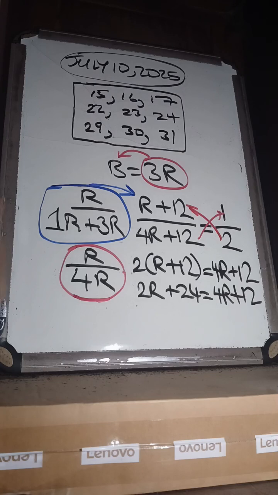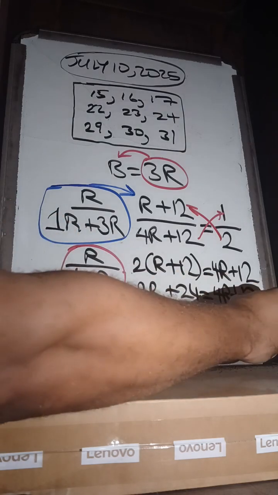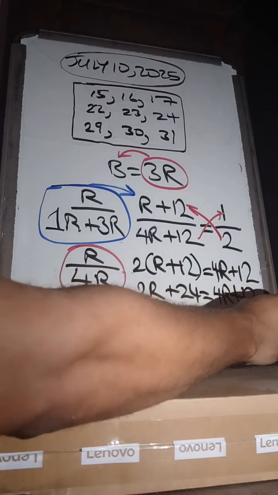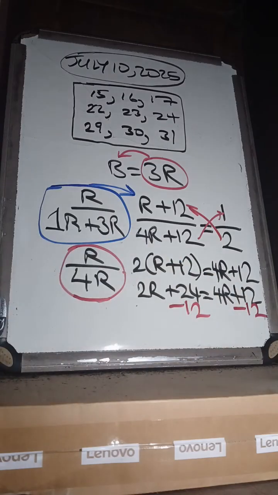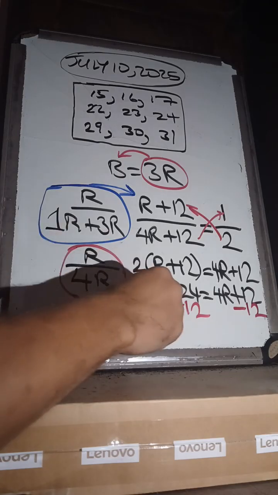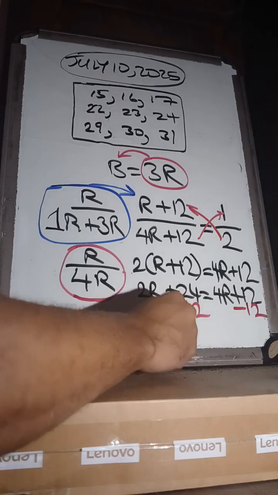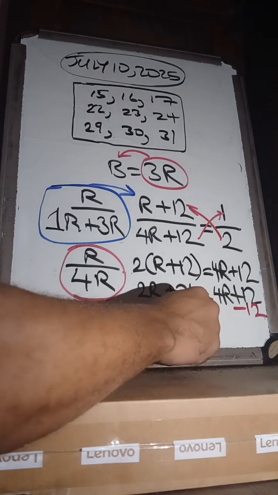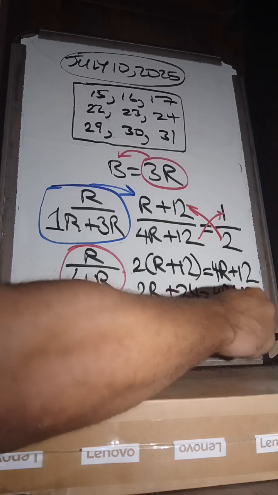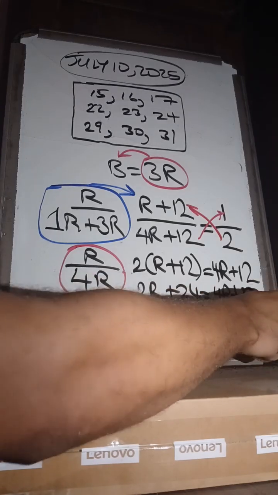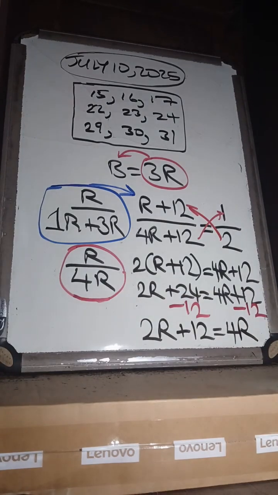So, let's see. You're minus 12 from here, and you're minus 12 from here, you'll end up with 2r plus 12 is equal to, yeah. So you'll end up with that.